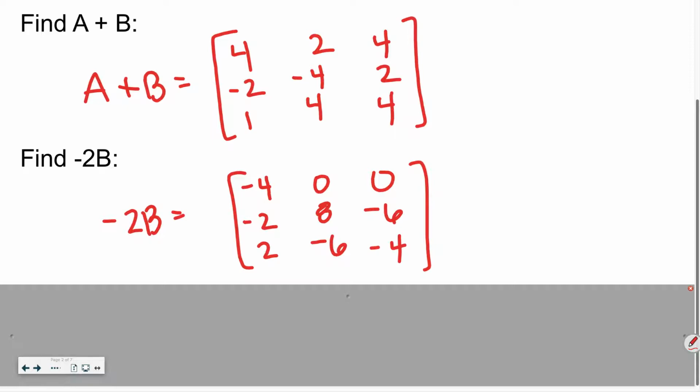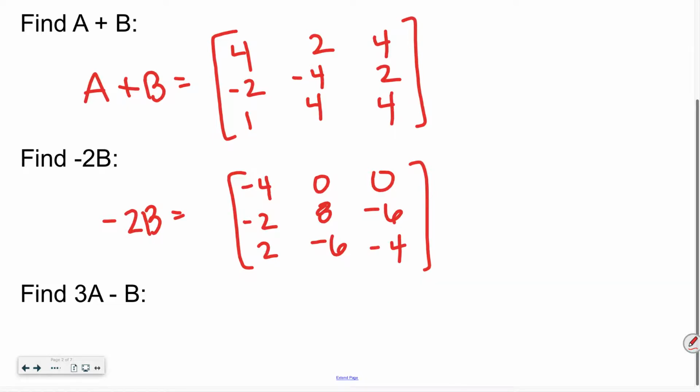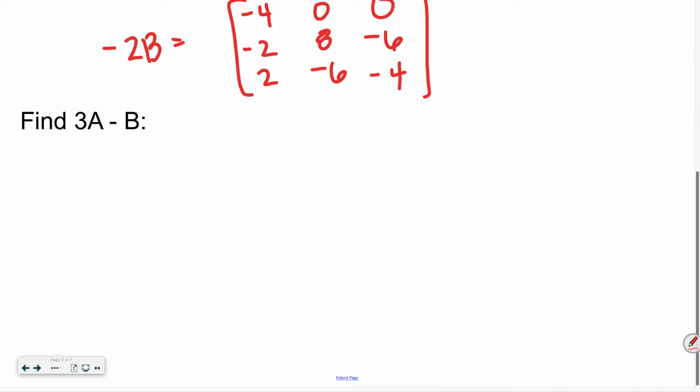What I'm going to let you do, because some of you have already started, I'm going to let you do the last one together at your table. My suggestion would be to focus on 3A first, and then with 3A, subtract the matrix B. I'm going to go ahead and give you 1 minute to do that together with your calculator. Find 3A and then subtract B.